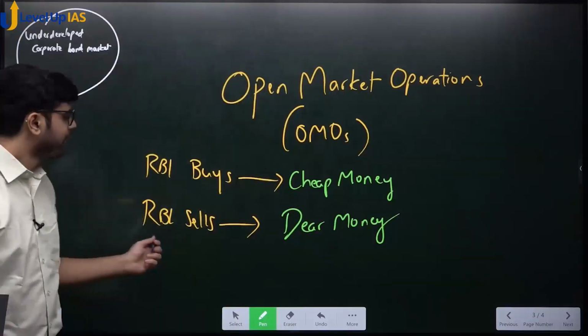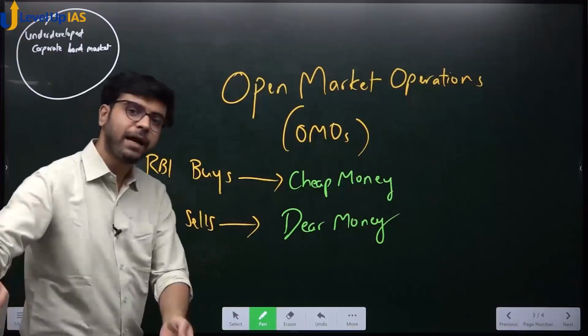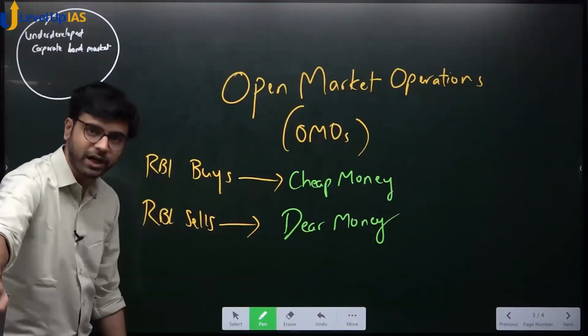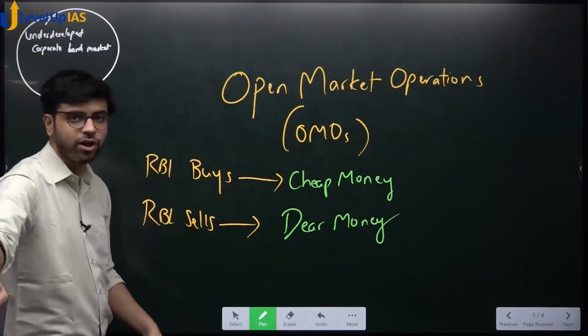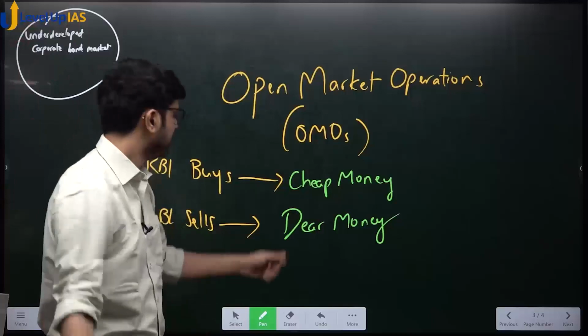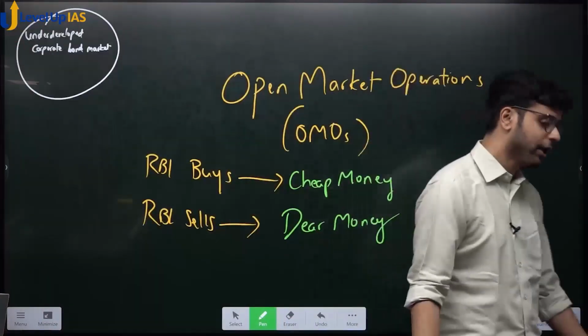Is this true? When RBI is selling you securities, RBI is taking money away from you. When RBI is taking money away from you, it is following a dear money policy. When RBI is buying securities from you, it is paying you. You can use that money for your consumption. It is a cheap money policy. Open market operations.